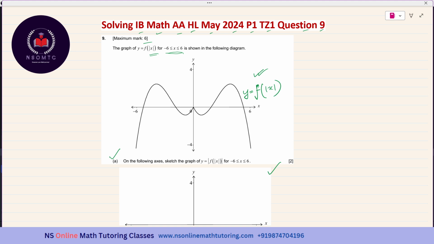Sketch the graph of y equal to absolute value of f of absolute value of x for x ranging between negative 6 and positive 6, both included. It contains just 2 marks.